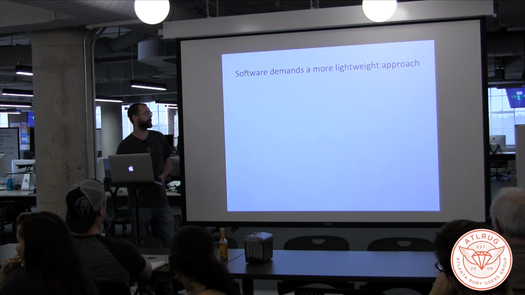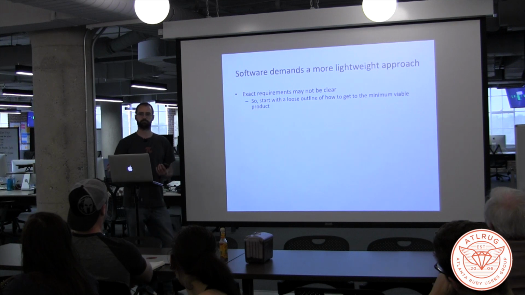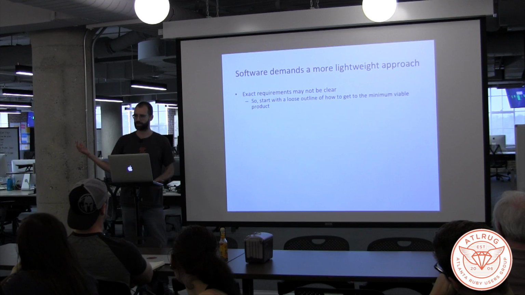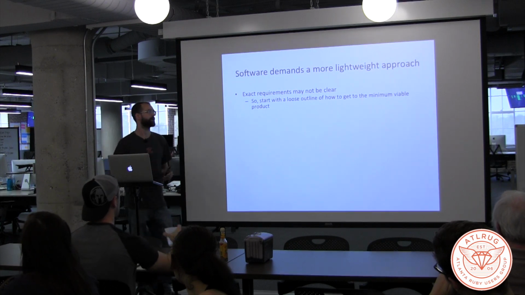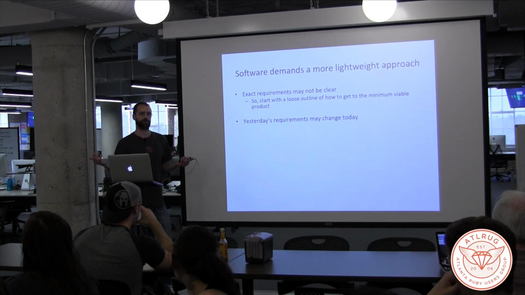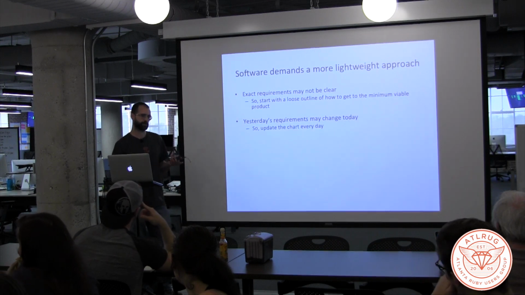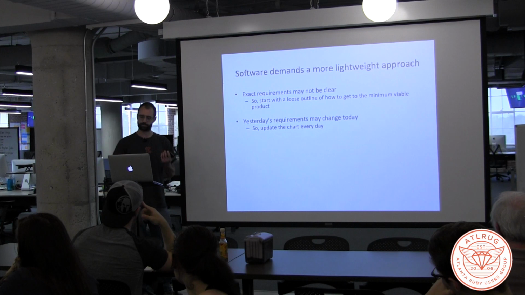And so there are some ways that we could adapt this approach to software development. Because our requirements may not be clear at first, we can still at least start out with a rough outline of how we might get to the finished product and just keep it kind of loose at first. Another issue is that our customer might decide they have different requirements now, so we have to be able to adapt to that. We could still use this approach and just change our plan on a daily basis.